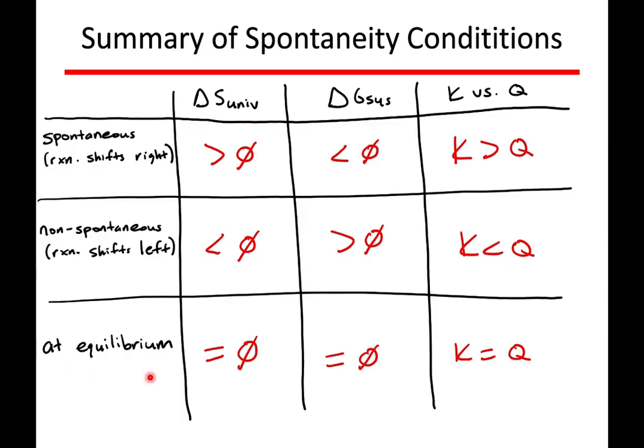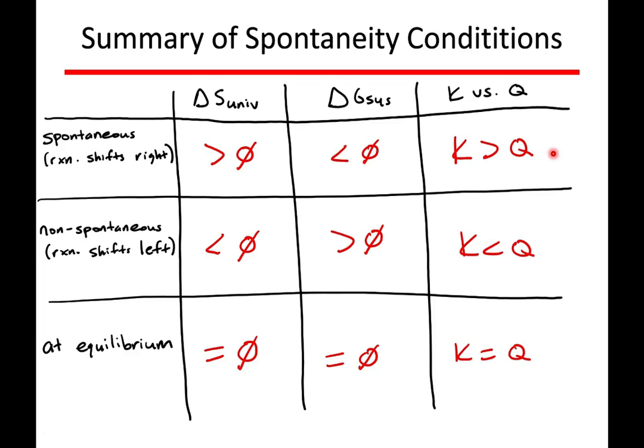And if you're at equilibrium, then all three of these things have to simultaneously be true. The delta S of the universe must be equal to 0, the delta G of the system must be equal to 0, and K must be equal to Q, and that establishes your system at equilibrium. All of these things are all connected to one another, mathematically speaking.